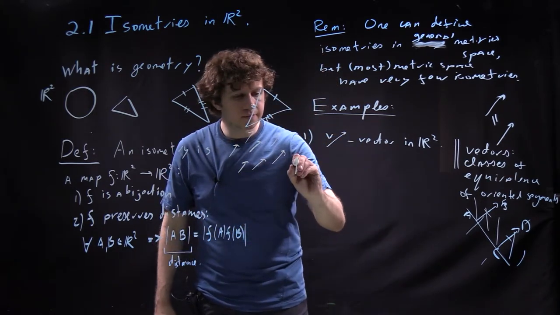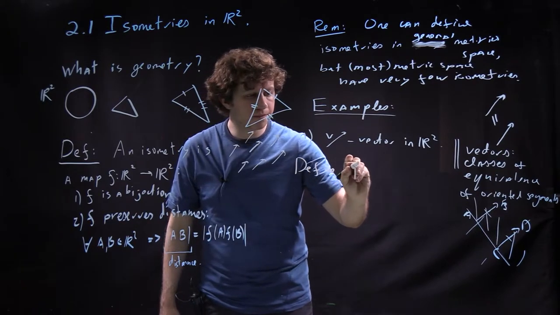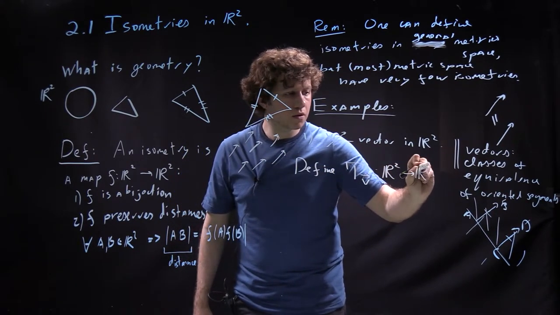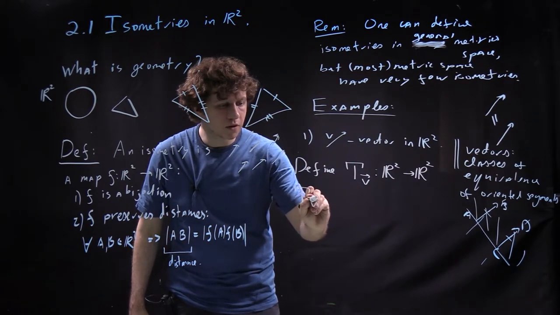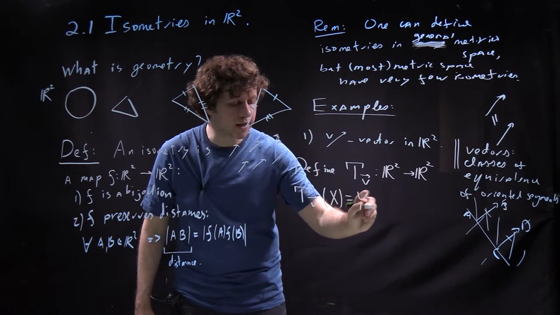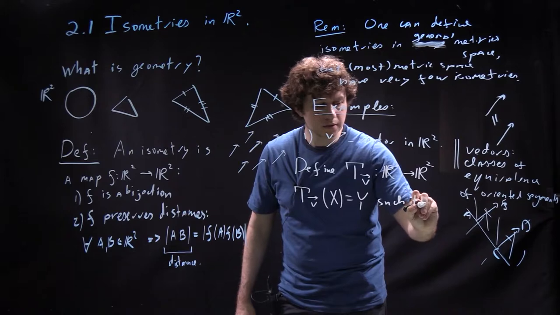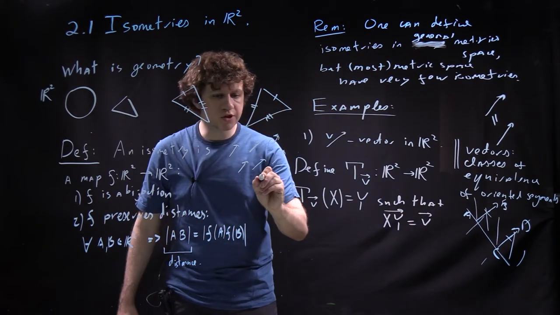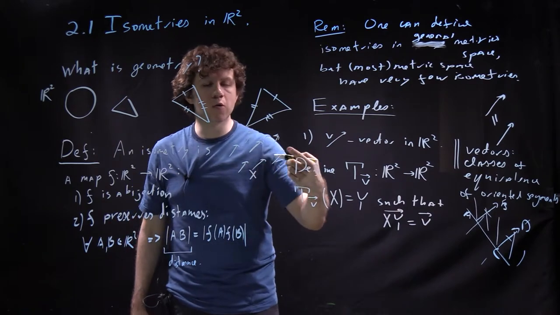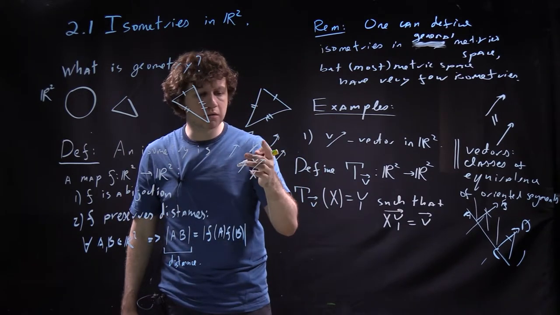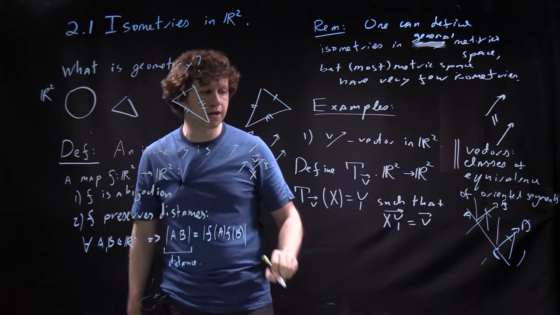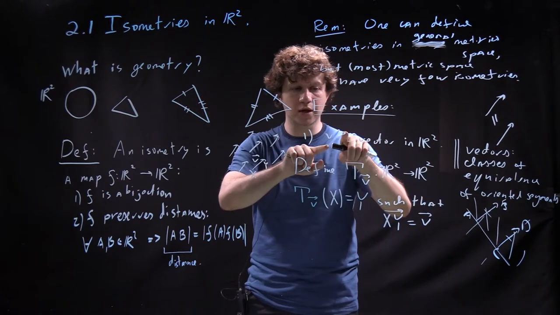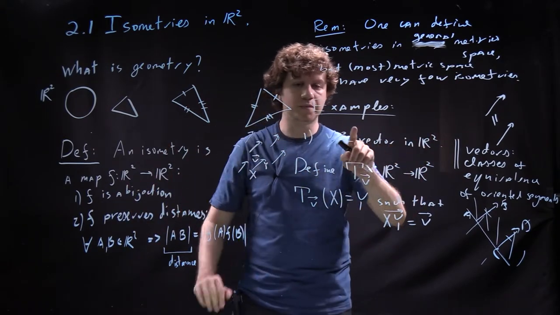And then define T_v as a map from R2 to R2, where T_v of a point X equals the point Y, such that the vector XY coincides with the vector v. So basically you take any point X and you want to know where it goes under this map. The answer is: take the vector v, move it to begin at this point X, and the end of it will be the image of the point X under this transformation. So basically you take the whole plane as a rigid object and move it in some direction, where the direction and the length of the move are governed by the vector v.